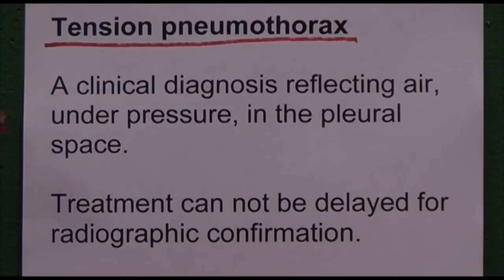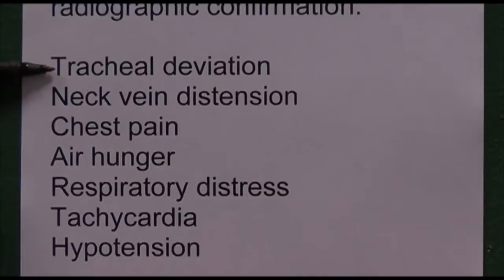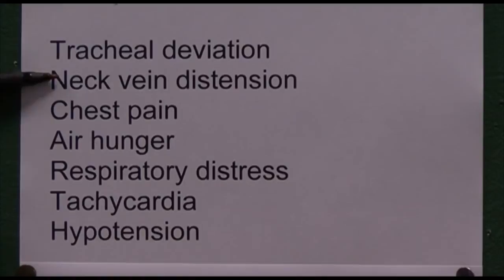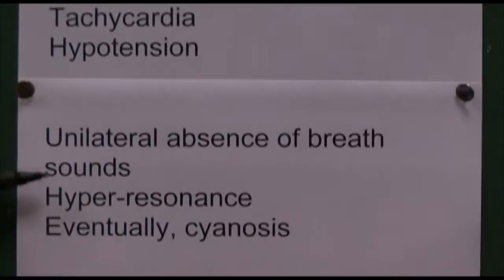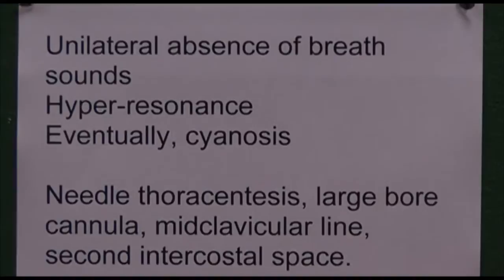So we might see tracheal deviation, the trachea being pushed away from the affected side. We may see neck vein distension on the affected side as the blood finds it difficult to drain back into the chest because it is under increased pressure. There may be chest pain, air hunger, not surprisingly respiratory distress, and tachycardia and hypotension because of the compression of the major blood vessels. There'll be unilateral absence of breath sounds, that is, on the lung affected by the tension pneumothorax, there won't be breath sounds, but there will be hyperresonance, and eventually there's going to be cyanosis. So particularly thinking about absent breath sounds and hyperresonance.